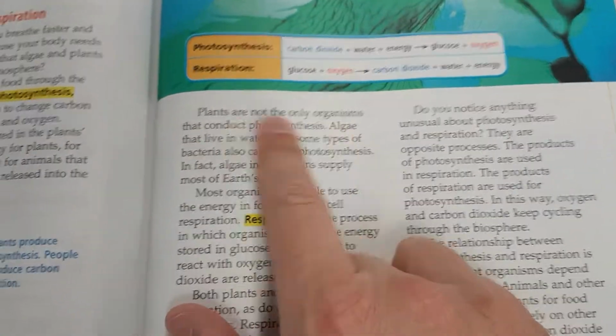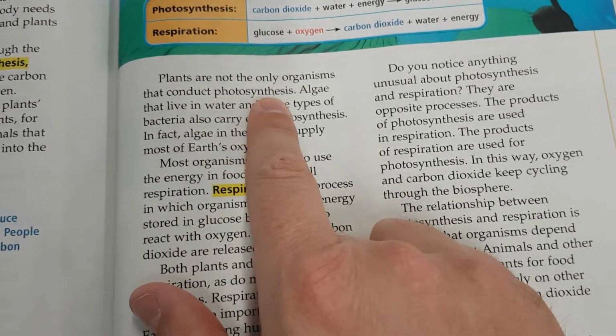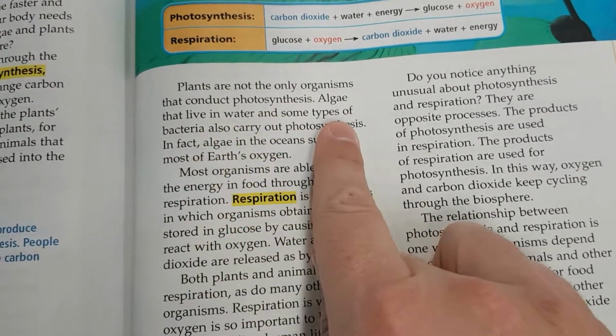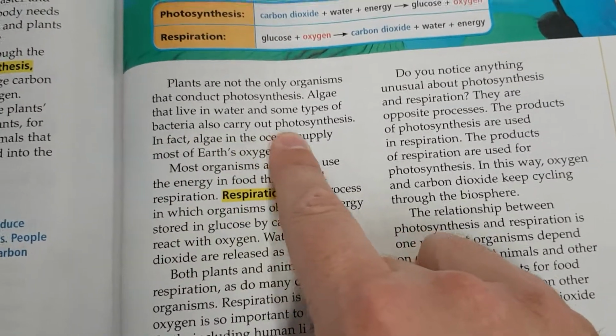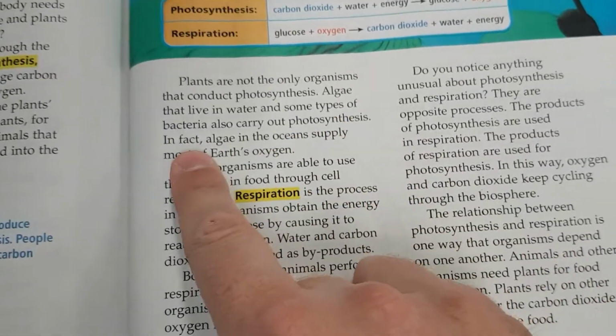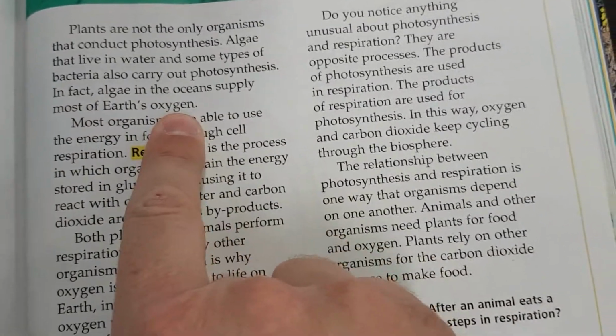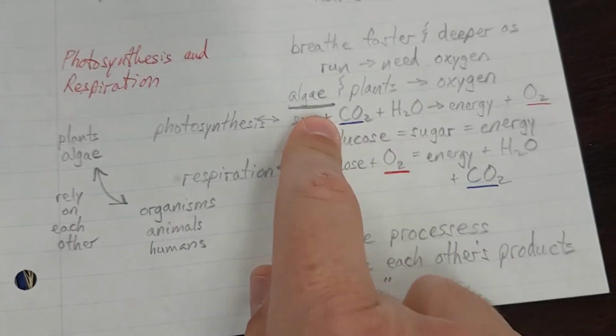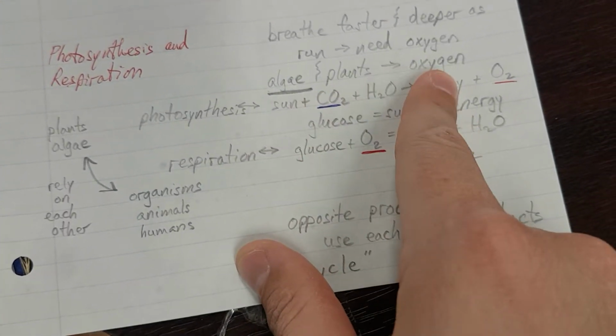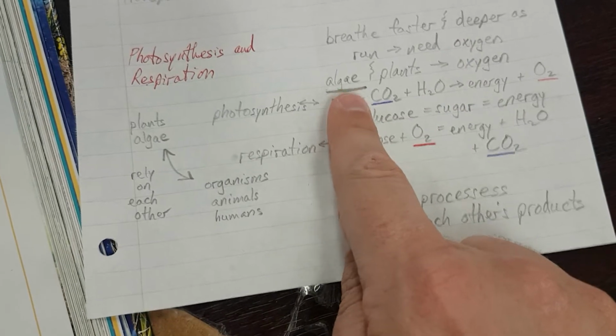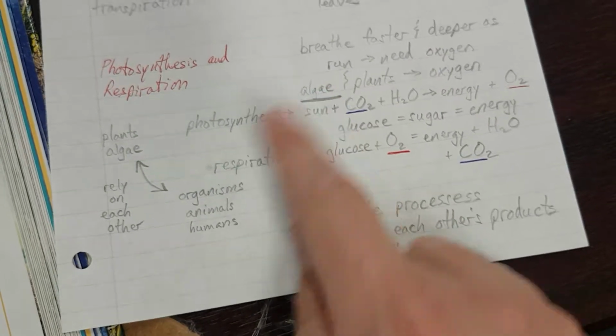Plants are not the only organisms that conduct photosynthesis. Algae that live in water and some types of bacteria also carry out photosynthesis. In fact, algae in the oceans supply most of Earth's oxygen. So I underlined algae for algae and plants producing oxygen because really most of our oxygen comes from algae.